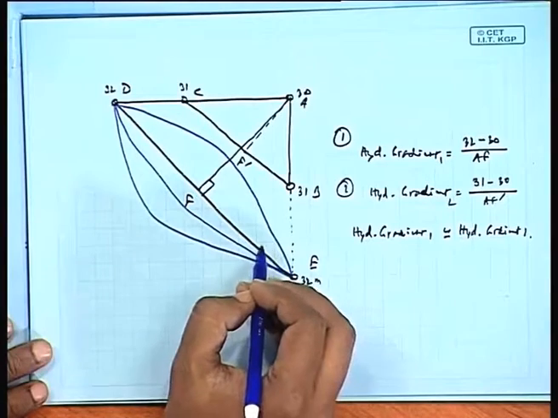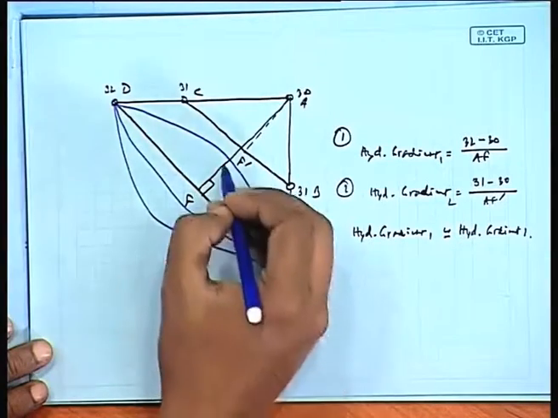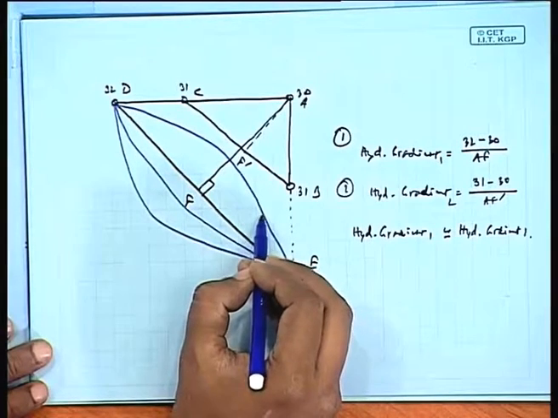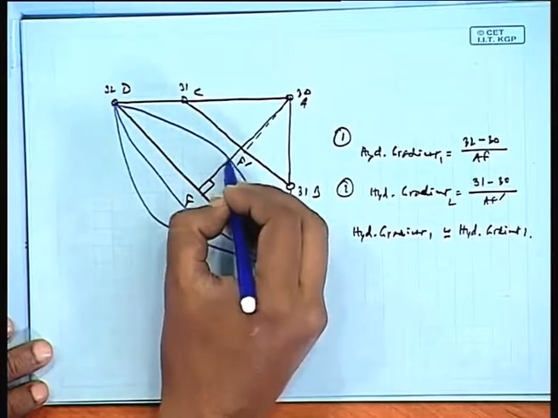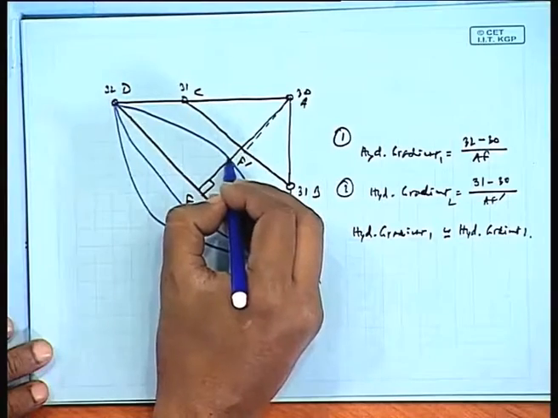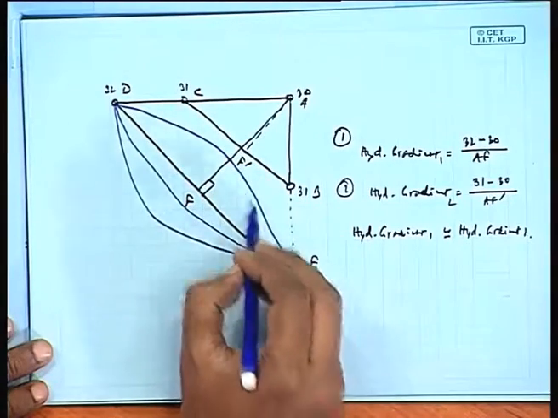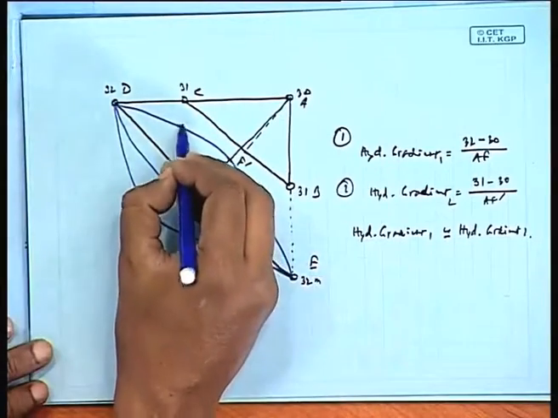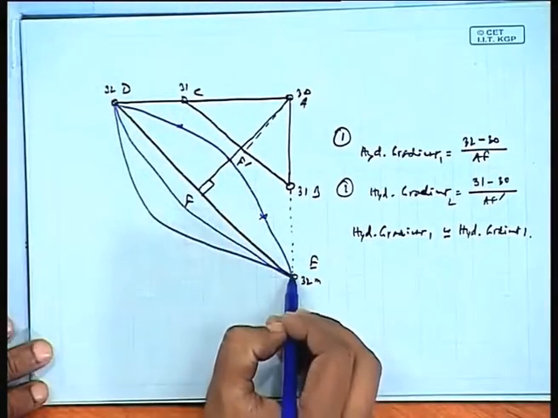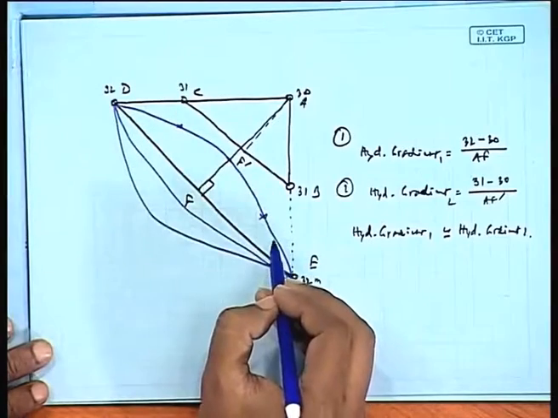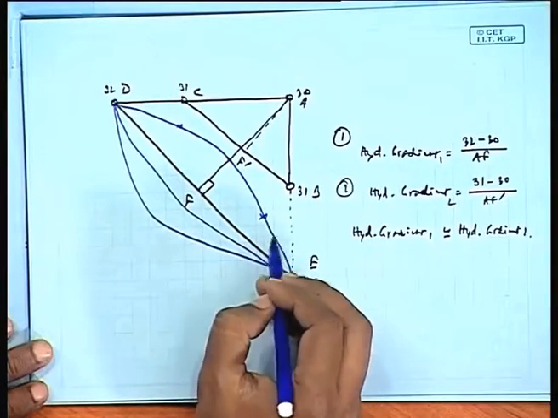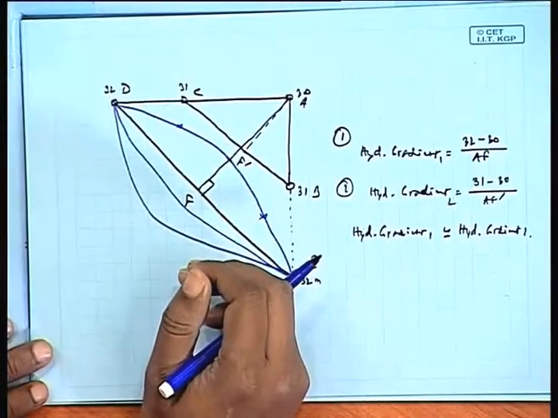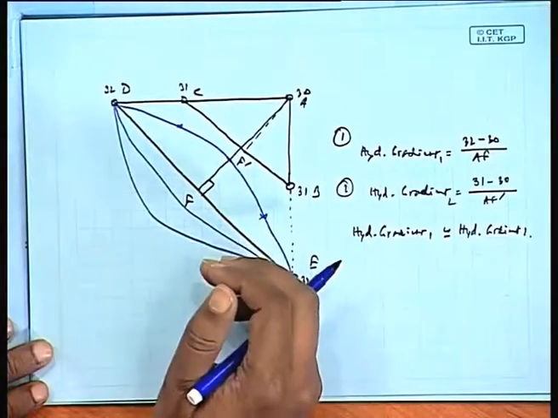So in such cases we can find the equipotential line at different points. Say here there is one hydraulic gradient that you can see here. You can find another hydraulic gradient here, and another here. So the average of that would be the hydraulic gradient of the field. This is how we can compute the hydraulic gradient.